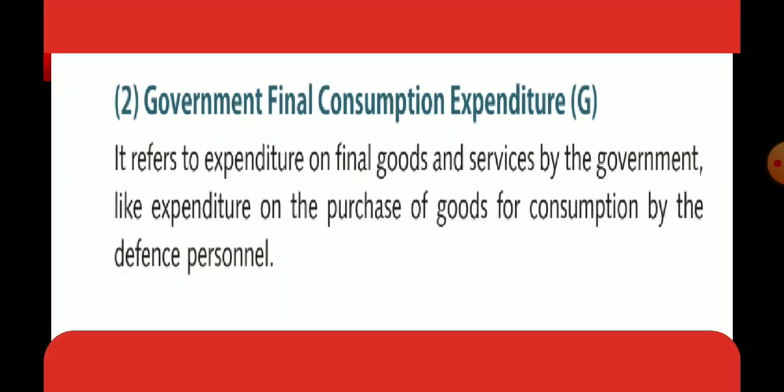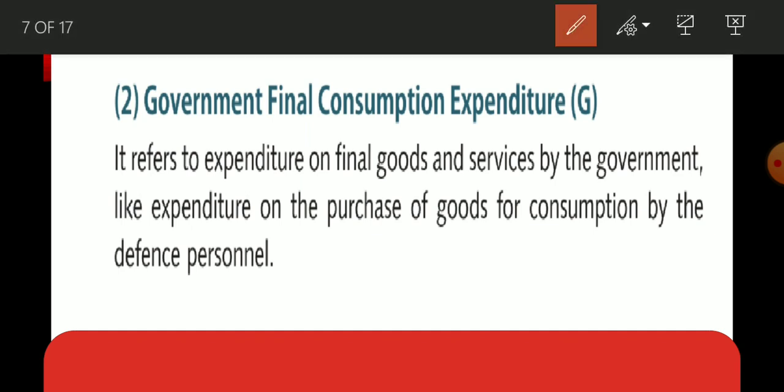Okay, now next, government final consumption expenditure. It refers to expenditure on final goods and services by the government. So the name makes it clear whose expenditure it is: the expenditure of the government. Government provides a number of goods and services to the public, either free or at a nominal price. These include services of rail, roads, street light, water supply, defense, law and order, public health, education, culture, etc.